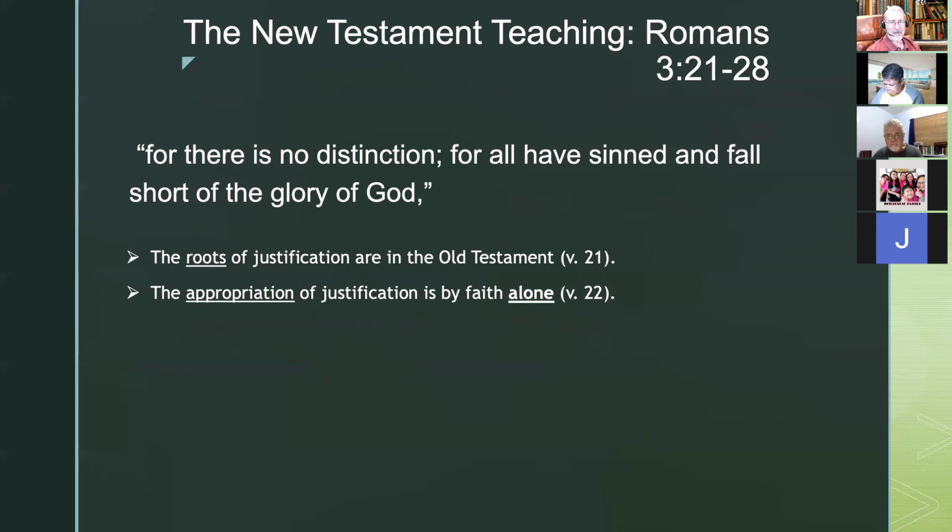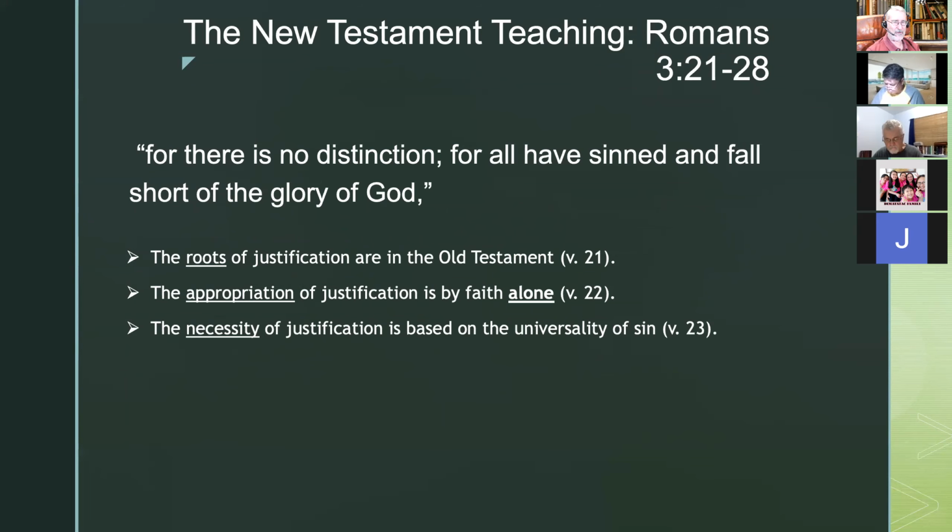For there is no distinction, all have sinned and fall short of the glory of God. There's verse 23. The universality of sin makes justification absolutely necessary.